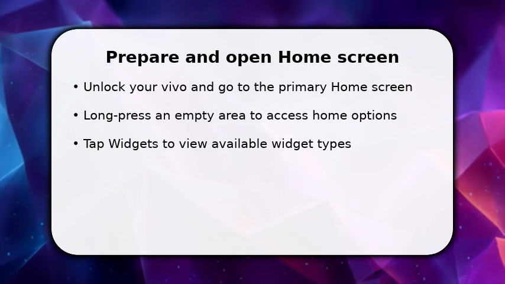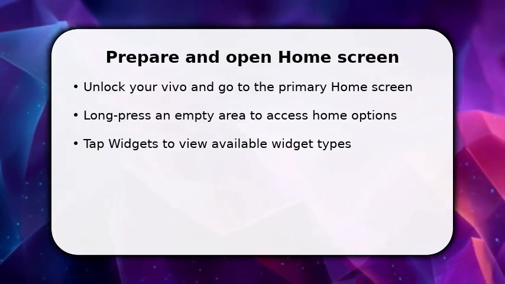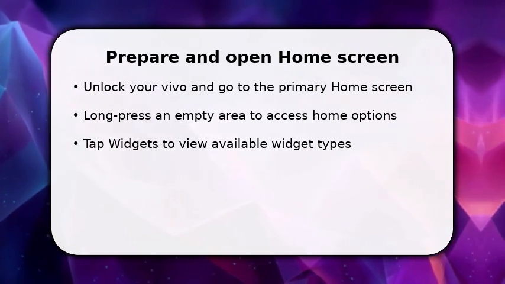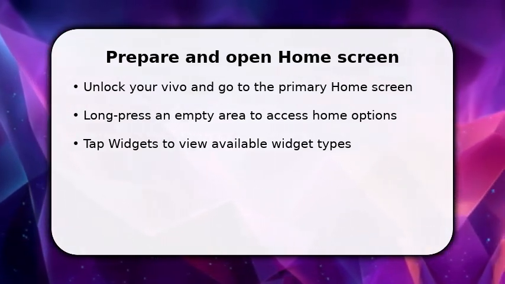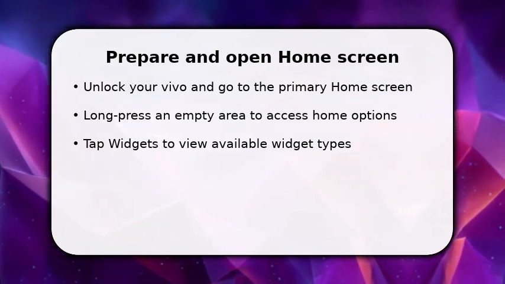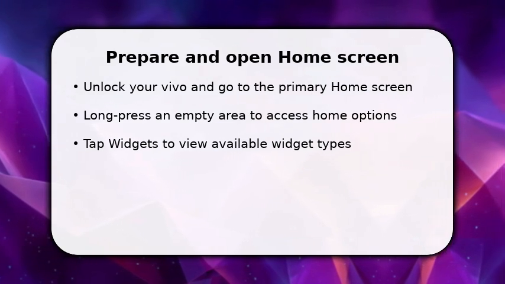You start by unlocking your Vivo and positioning yourself on the home screen you intend to modify. Long press an empty area until the home options appear. This reveals wallpapers, widgets, and settings. Tap Widgets to open the widget drawer and scroll slowly to preview options.